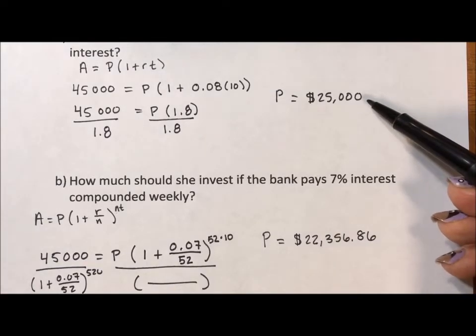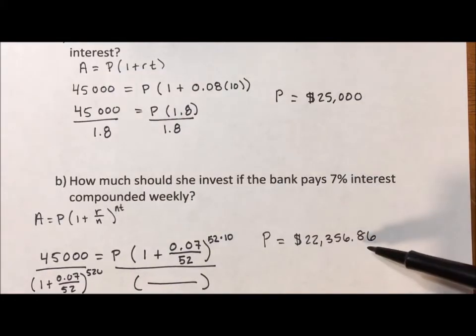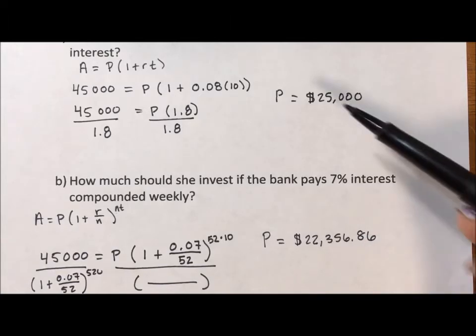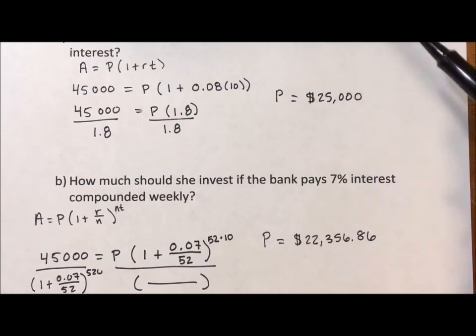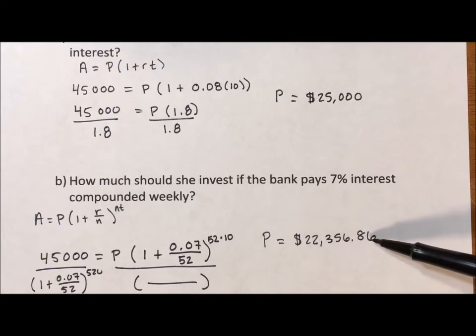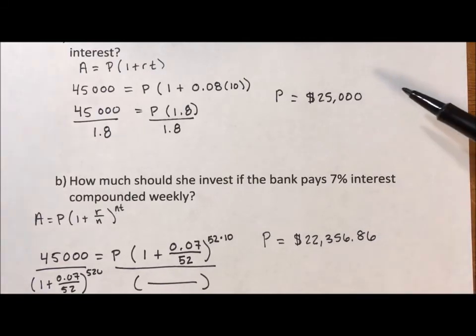We didn't have to this time because it actually came out to a solid 25,000. There was no rounding involved. But notice, even with less interest, she needs less money down to grow her money to 45. And notice in this case, she's going to end up with over double what she invested. And in this case, it was under double.